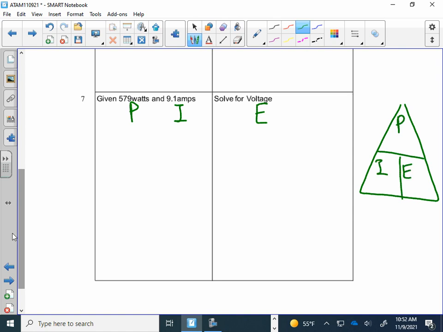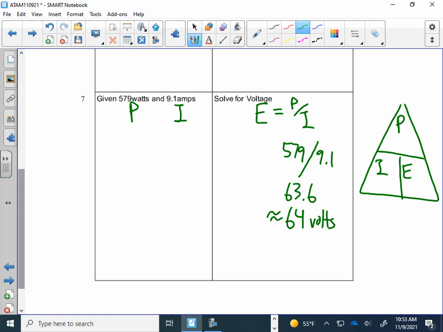So my formula, E equals P divided by I. I've got power, 579, and I've got amps, 9.1. So I divide those numbers. 63.6. So we can round to 64. Voltage is measured in volts, or 64 V for volts.